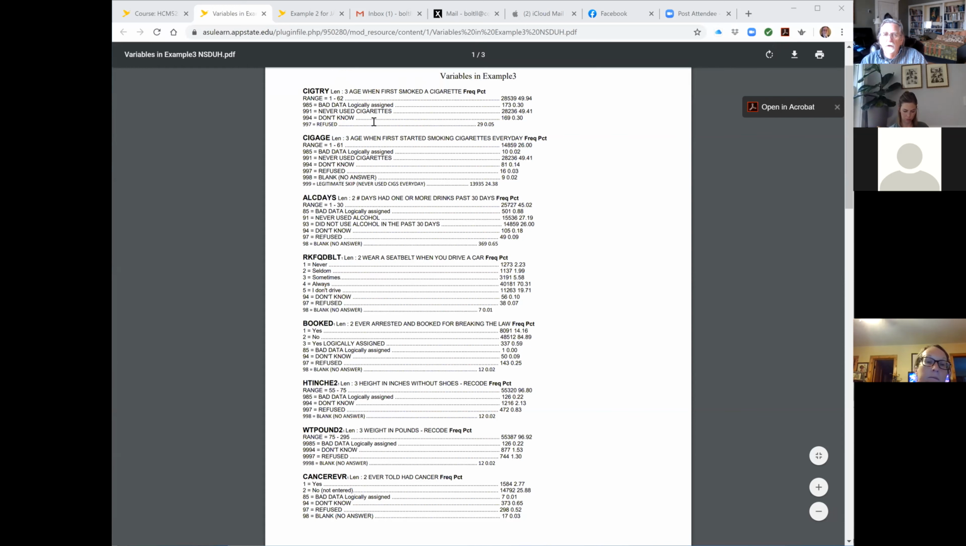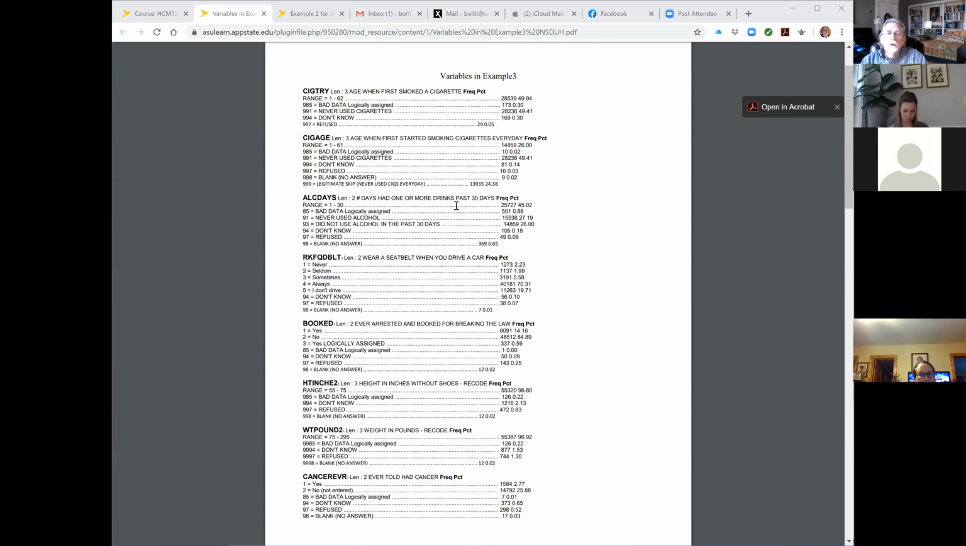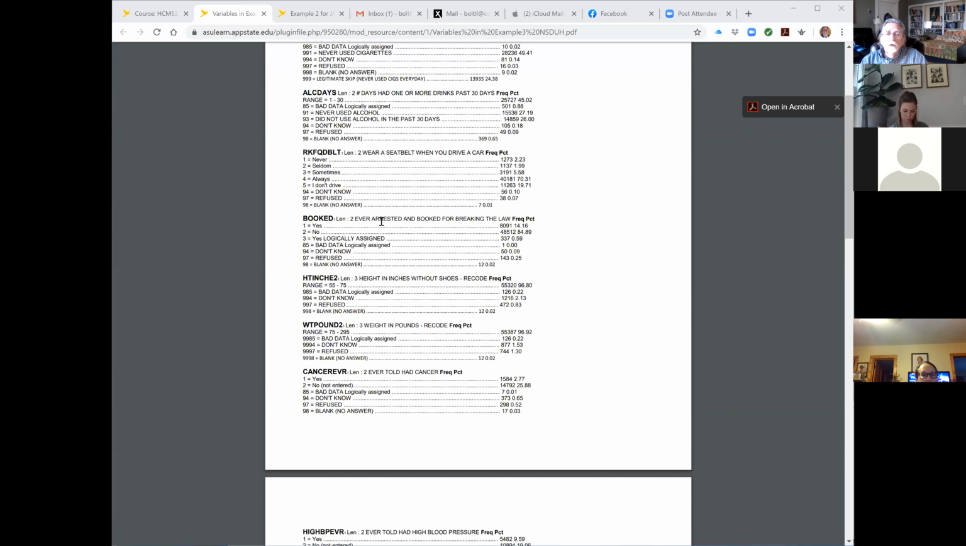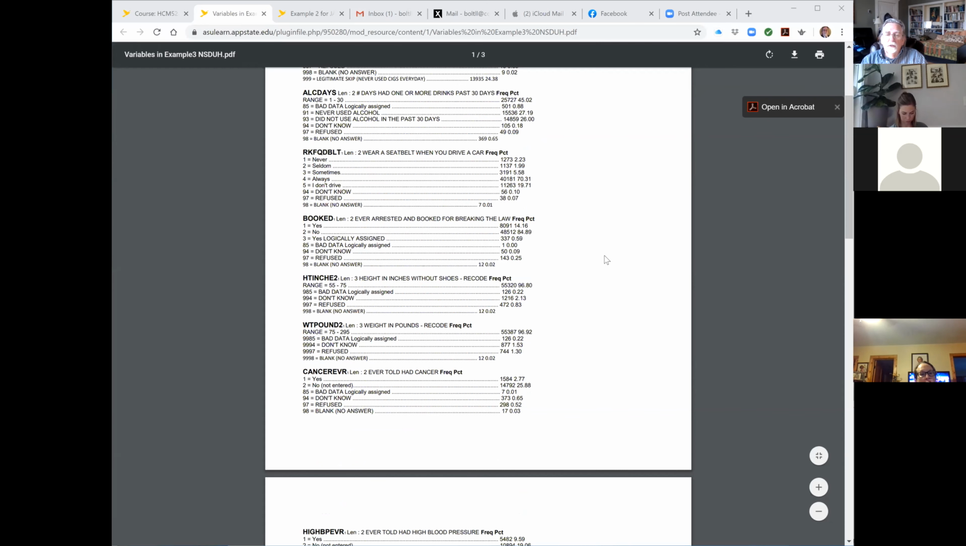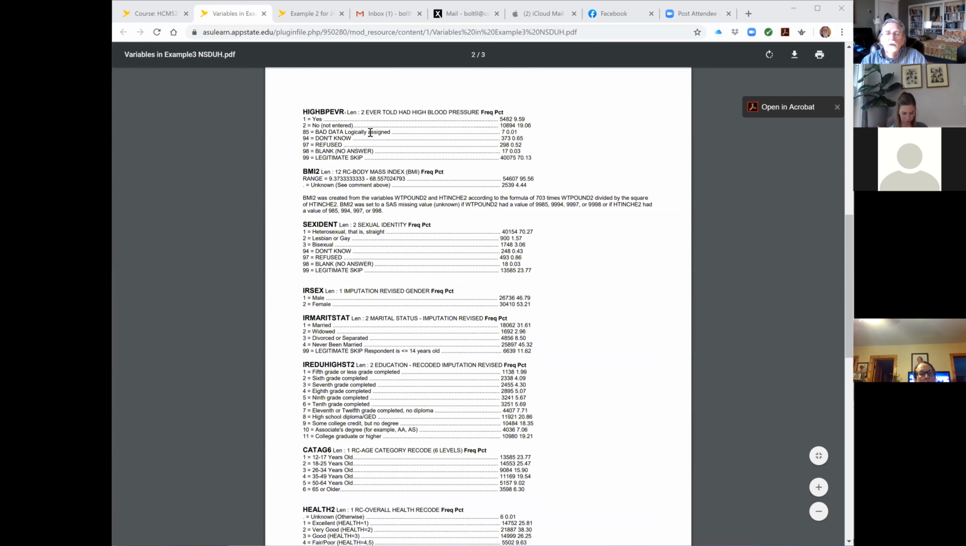what was the age you first smoked a cigarette? What was the age that you started smoking every day? Number of days you've had one or more drinks in the past 30 days. I imagine the pandemic has bumped that up just a touch. Ever arrested or booked for breaking the law? Your height in inches without shoes, weight in pounds. Have you ever been told you had cancer? Have you ever been told you had high blood pressure? What's your body mass index?